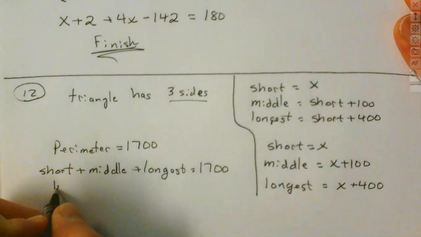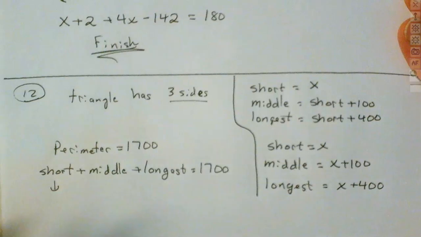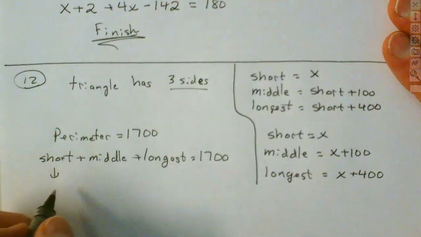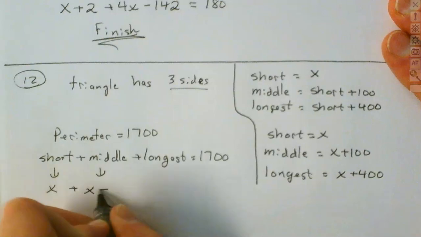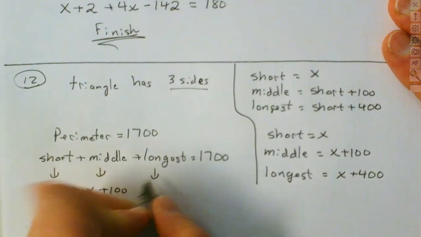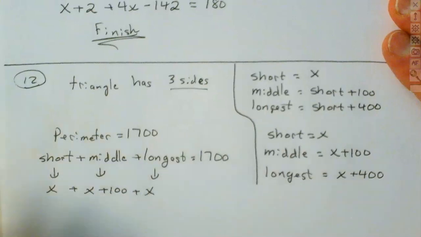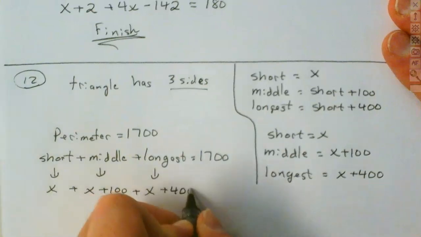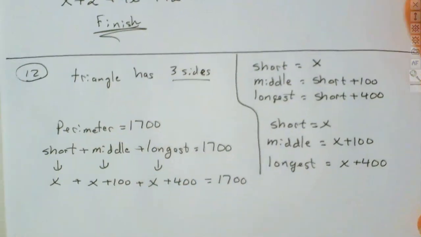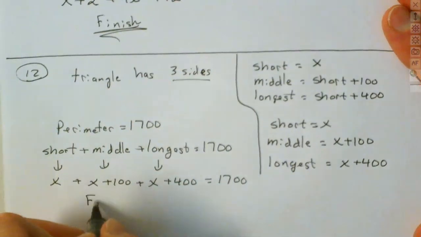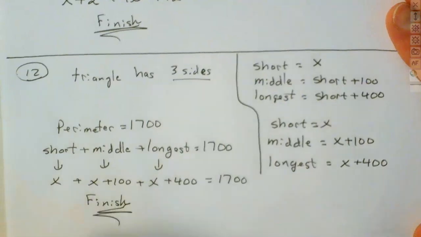So now when we go back to our perimeter, it's adding up all 3 sides. We know the short side is x, the middle side is x plus 100, and the longest side is x plus 400. And what is that going to equal? 1,700. And we're going to go ahead and finish it from there. Is everyone okay with how I set that up now?